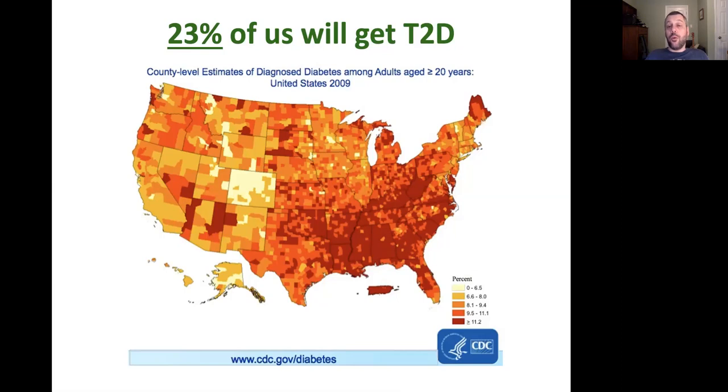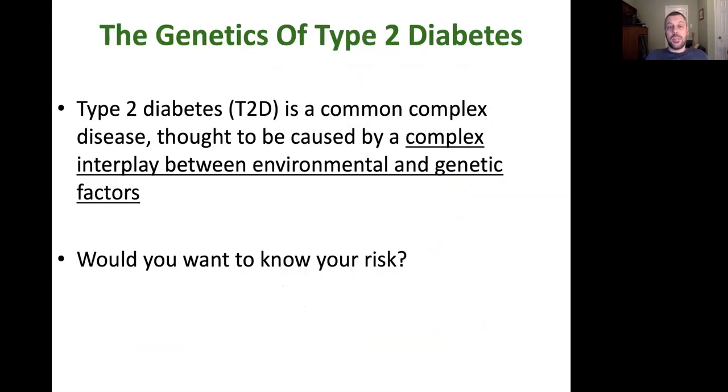About 1 in 4 of us will get type 2 diabetes in our lifetimes. I am one of those people. I'm a type 2 diabetic. This disease is very complex. It's one of those complex polygenic diseases, and there's also a big interplay between environmental and genetic factors.